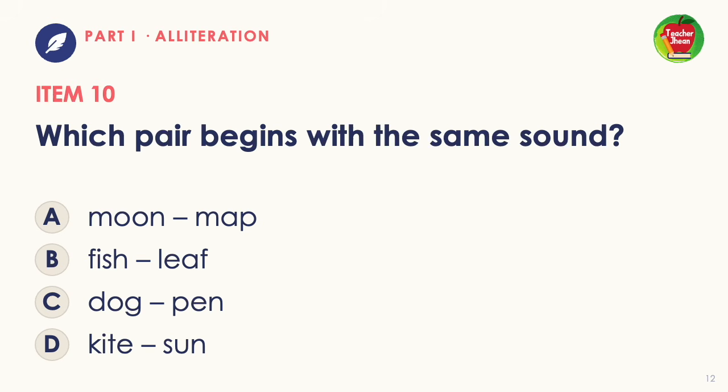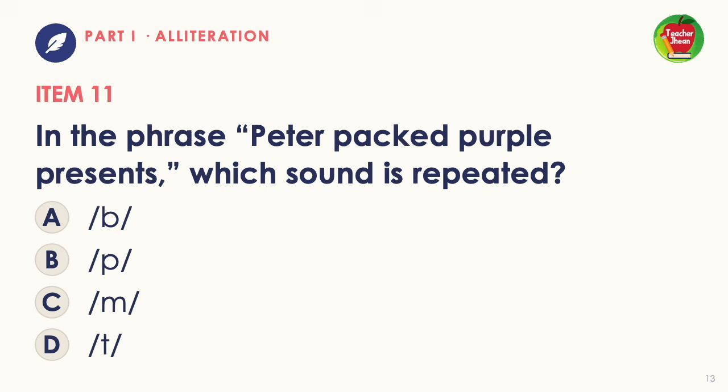Number 10. Which pair begins with the same sound? A. Moon, nap, B. Fish, leaf, C. Dog, pen, or D. Kite, sun? Number 11. In the phrase, Peter packed purple presents, which sound is repeated? A. B, beep, C. M, beat.